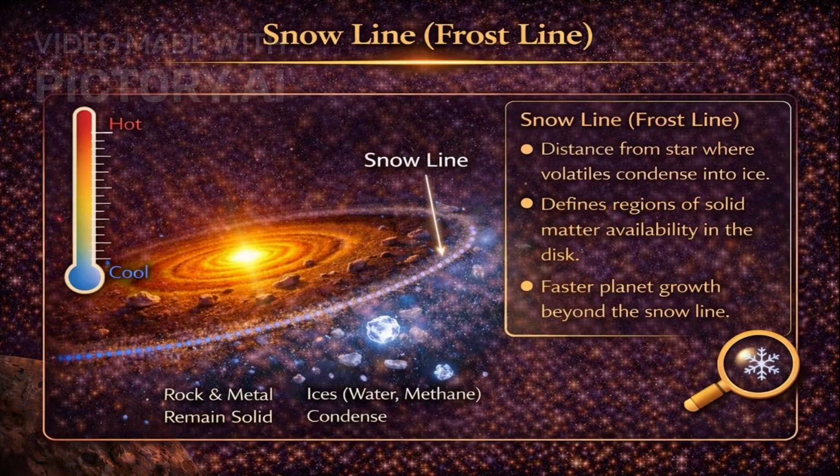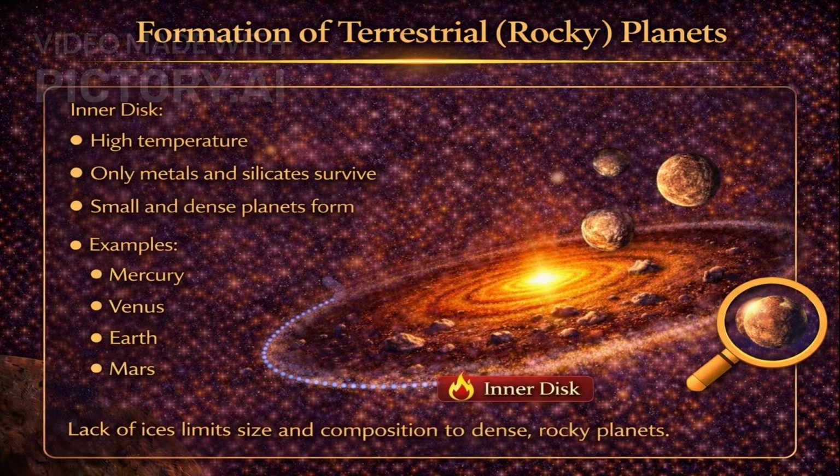The snowline marks the distance from the star where volatiles condense into ice, defining regions of solid matter availability. Beyond this line, planets grow faster, impacting their development. In the inner disk, high temperatures allow only metals and silicates to survive, leading to the formation of small, dense rocky planets like Mercury, Venus, Earth, and Mars.